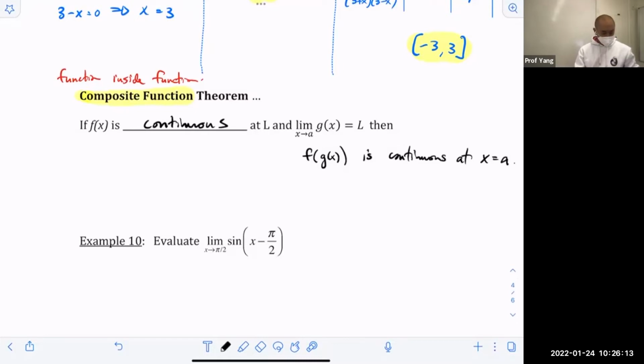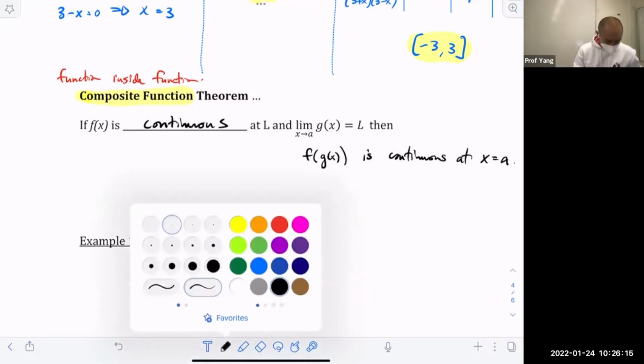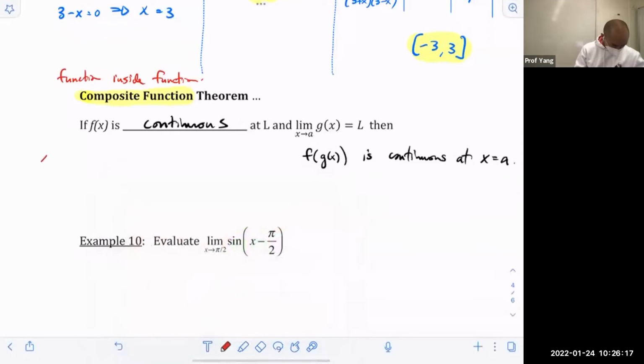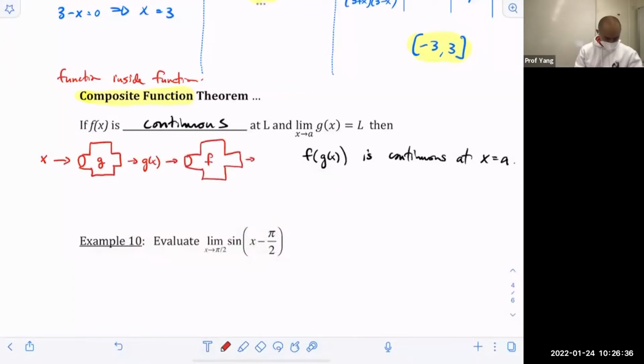Okay, so the way that you want to think about this is you have your x value. First, you plug it into the g function, and I'm thinking of the function as like a machine here. So this is g, and then what comes out is your g of x, right? And then you take that and you plug it into your f function. And then the output of that is f of g of x. This is what we call a composition of two functions.